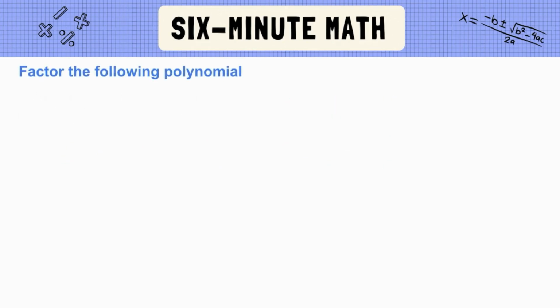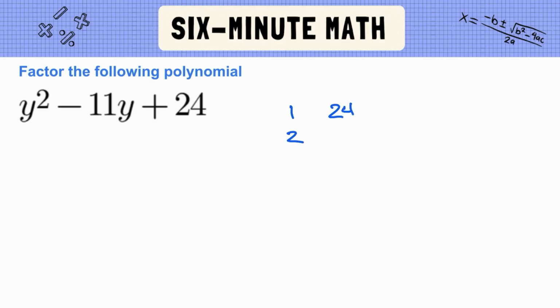Let's check out another example. We're going to have y squared minus 11y plus 24. So we have to create our factor use for 24. So we have 1 and 24, 2 and 12, 3 and 8, and 4 and 6. This c operation tells us we're looking for two numbers that add to 11.